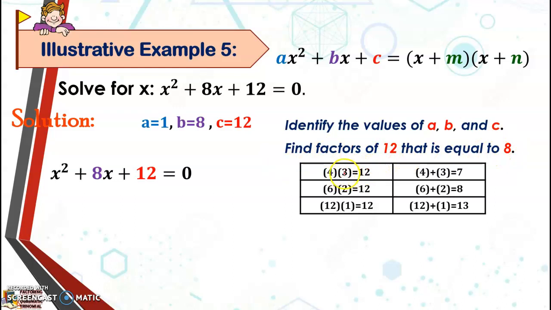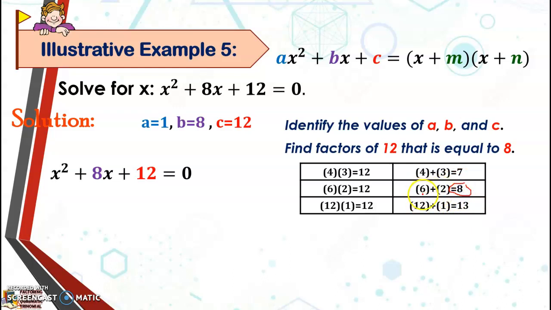So maraming factors ng 12. So 4 and 3, 6 and 2, 12 and 1. So if you add these two, you can also look for the negative, but the sum is positive naman. So we settled for the positive na. So 4 times 3 equals 12, 6 times 2 equals 12, 12 times 1 equals 12. So if you add these factors, 4 plus 3, basically that's 7, 6 plus 2, that's 8, 12 plus 1, that's 13. So we are just going to look for the 8 there.